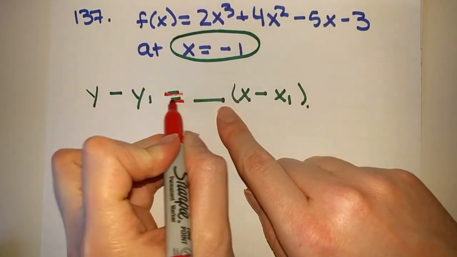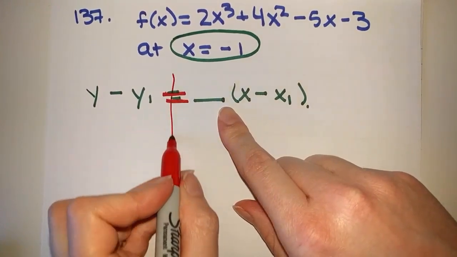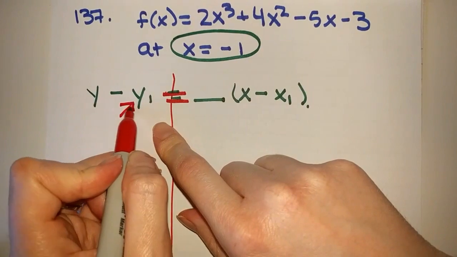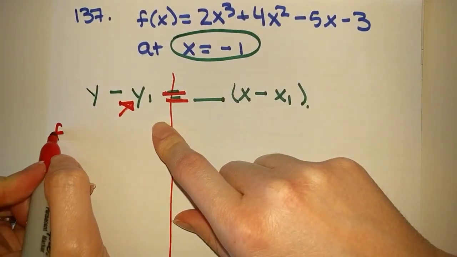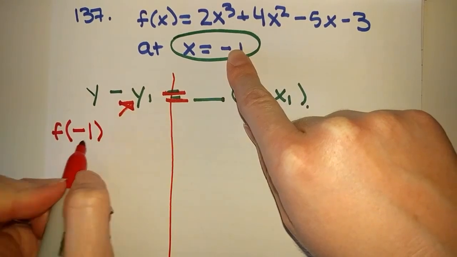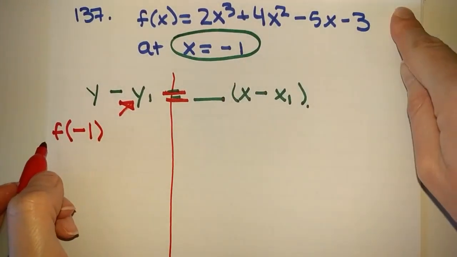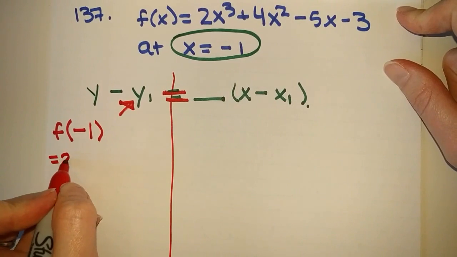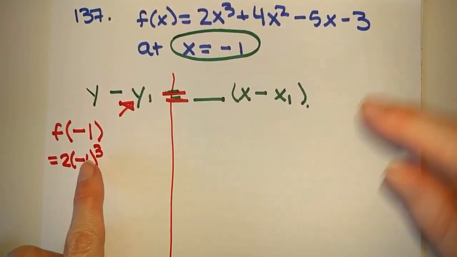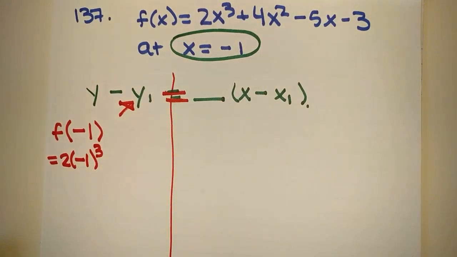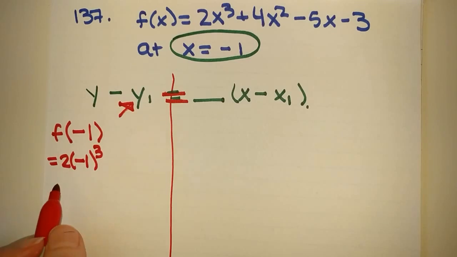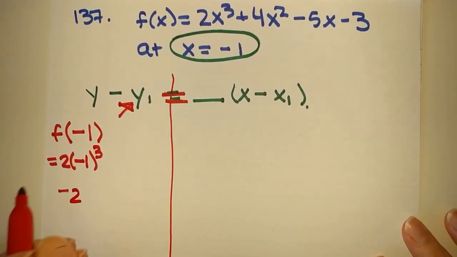So I always kind of think about this equal sign as splitting the work into two places. If I don't have the y1 value, that is just the function evaluated at the given x value. So I just need to plug in -1 into the original function. So if I do that, I'm going to have 2 times -1 to the third. Now keep in mind, you should be able to do this without a scientific calculator. A negative raised to an odd power is going to give us a negative. So that's going to be -2.